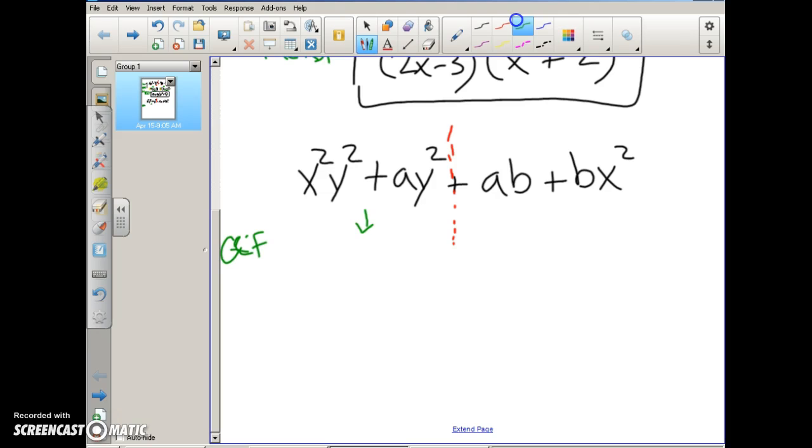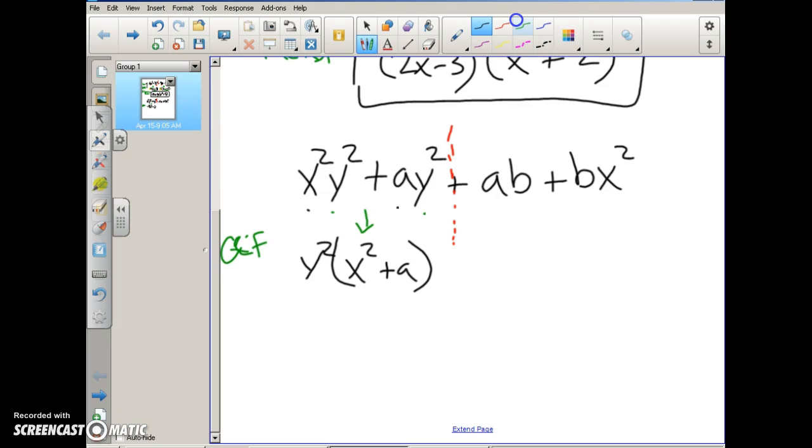So what am I going to pull out? Out of these 2, I have y squared, that makes sense. So I'm going to pull out y squared. What do I have left? Inside the parentheses, what do I have left? I have an x squared from this term, and an a from this term. Okay, so that's my first set of pulling the greatest common factor out, the first 2 terms.